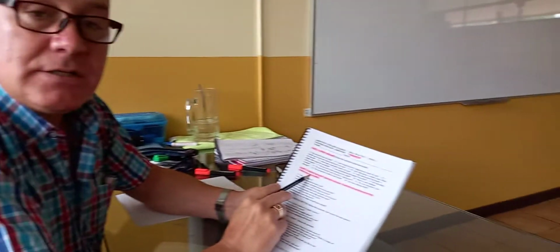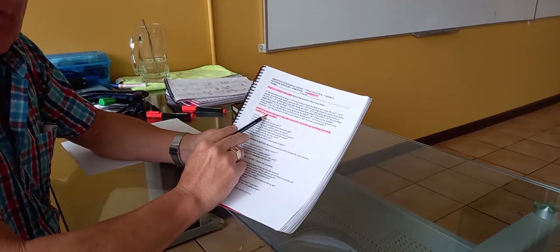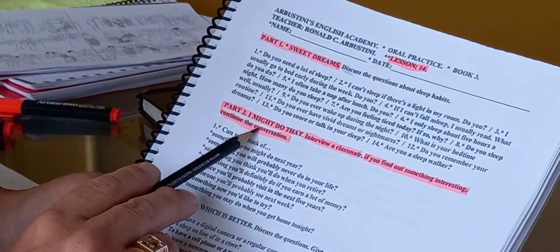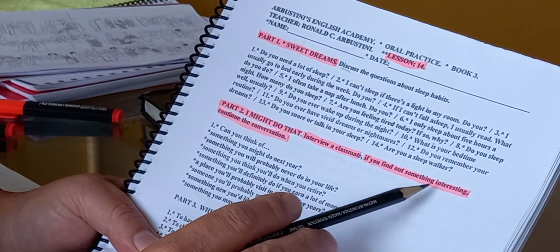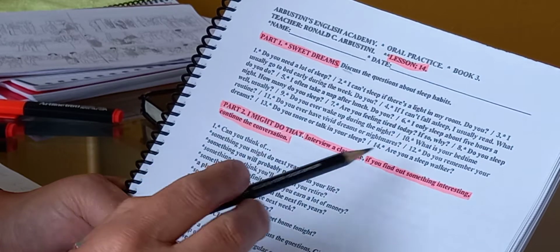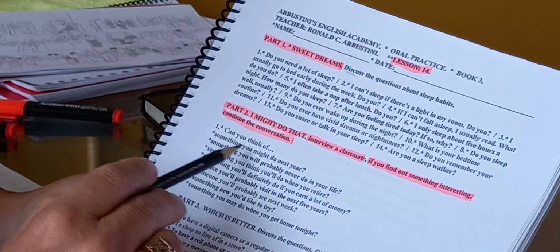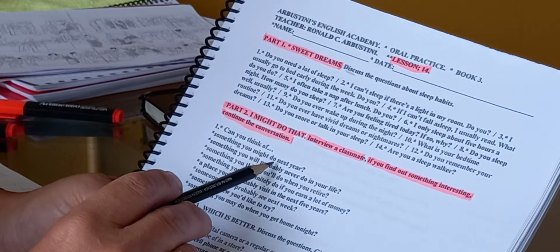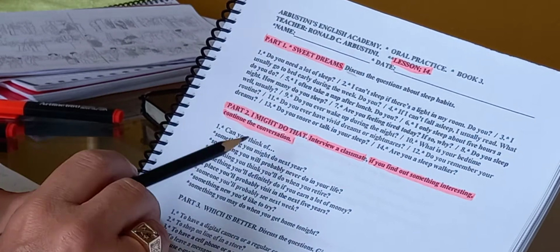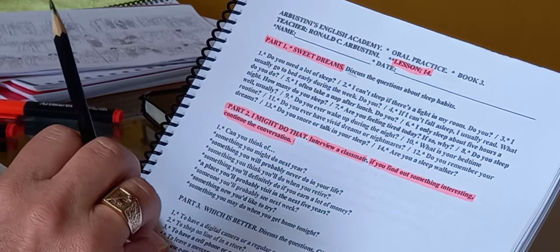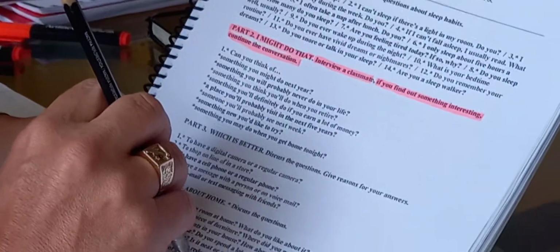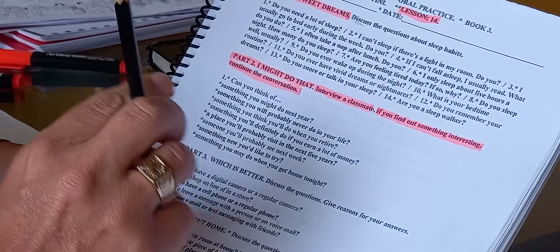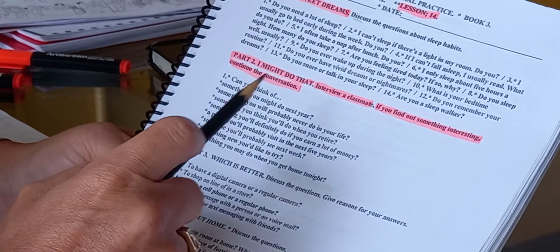Part 2. I might do that. Might is more formal than can. Interview a classmate. If you find out something interesting, continue the conversation. Can you think of something you might do next year? Yes, I think that I might travel by plane next year because this horrible pandemic maybe is going to be under control.